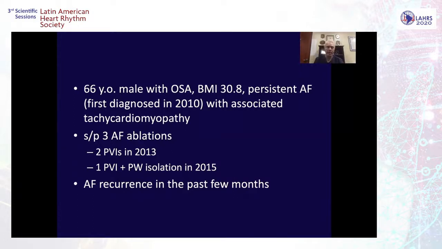People think that we isolate the appendage in everybody, but we don't. Actually, very rarely the first time we ablate somebody, unless it's very obvious, do we isolate the appendage. But when patients come back for a redo procedure and there is no reconnection around the pulmonary veins, that clearly becomes a target. This is a 66-year-old male with sleep apnea, obesity, BMI of 30, persistent AF associated with tachycardia-induced cardiomyopathy. He had three AF ablations: two PVIs in 2013 and one PVI with posterior wall in 2015. After the last ablation, he had recurrence in a few months.